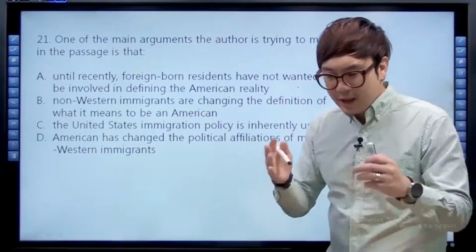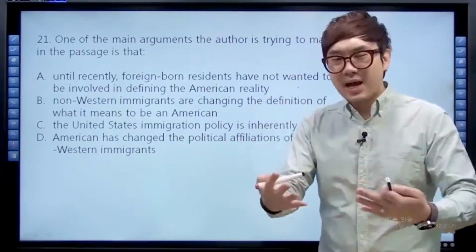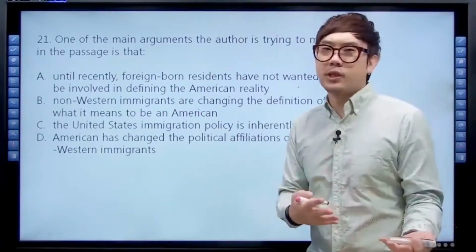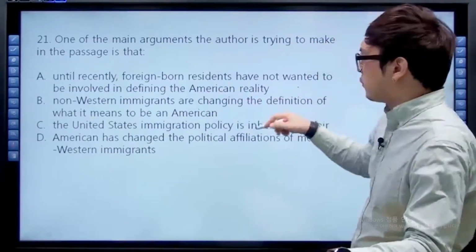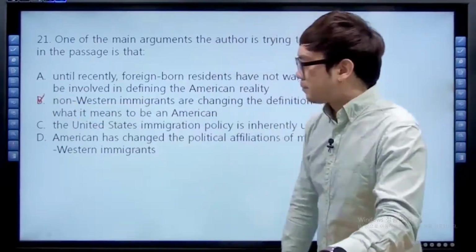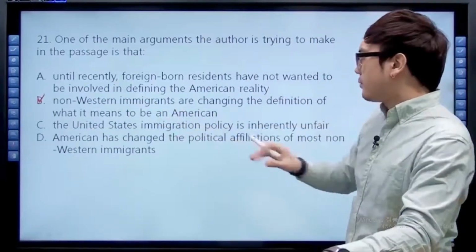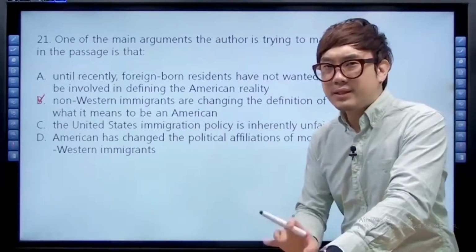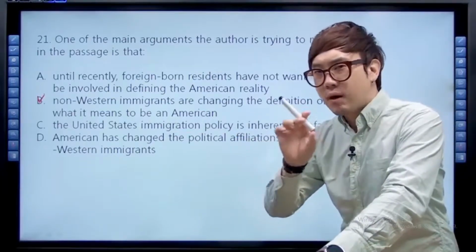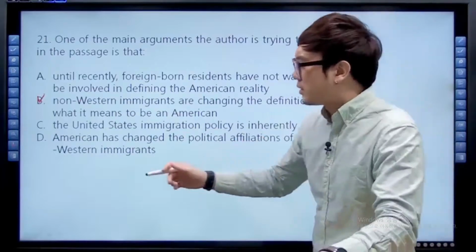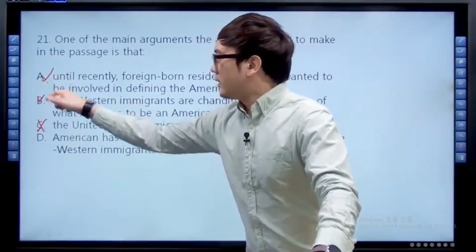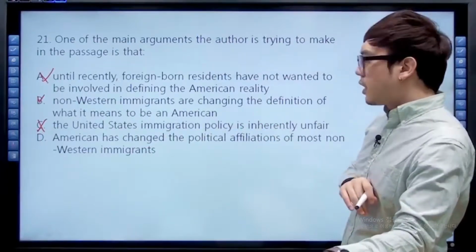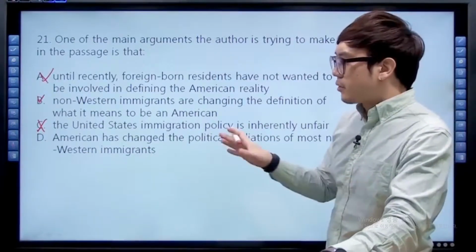She wants to say that editors and the readers must be sensitized to the richness of the lives of the people, right? These people who have moved to the States. And so maybe that's a possibility. We'll check that for now. See, it says, the United States immigration policy is inherently unfair. Now, I don't think she's talking about the detailed immigration processes and procedures. I don't think that's the idea. And D, of course, Americans have changed the political affiliations of most non-Western immigrants.